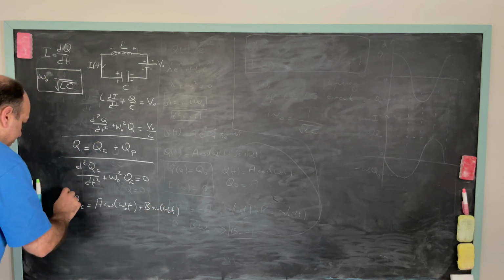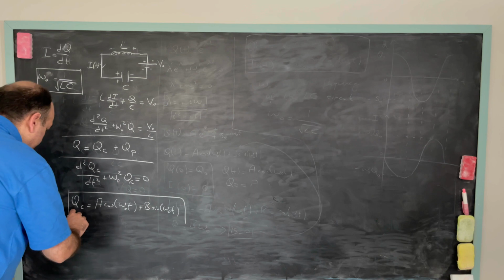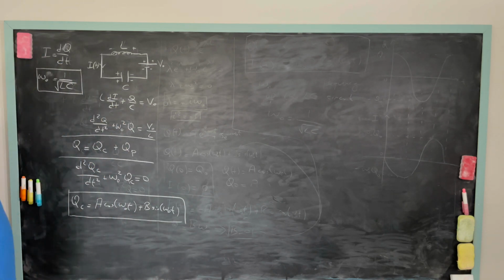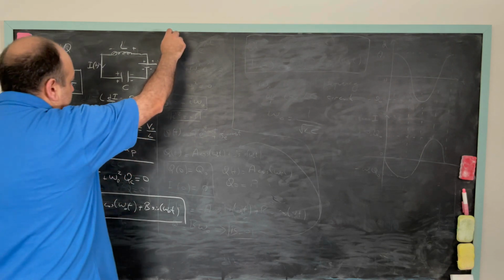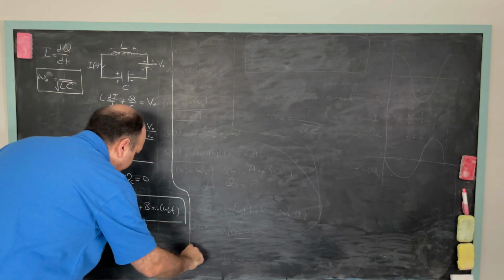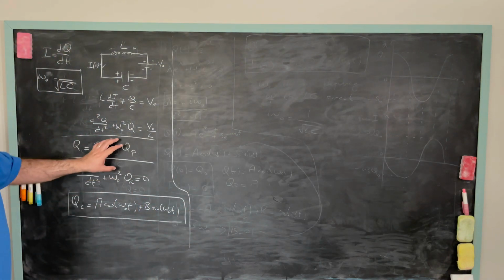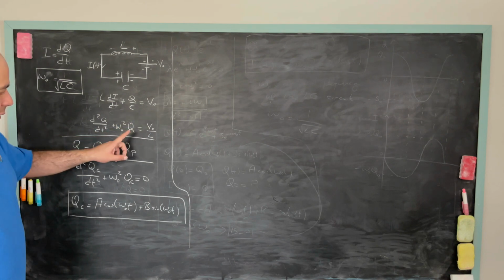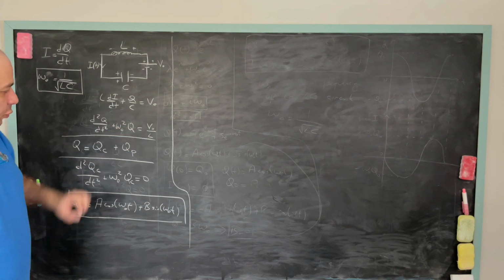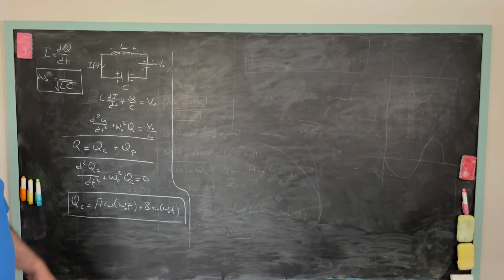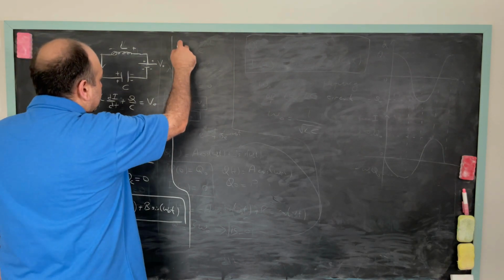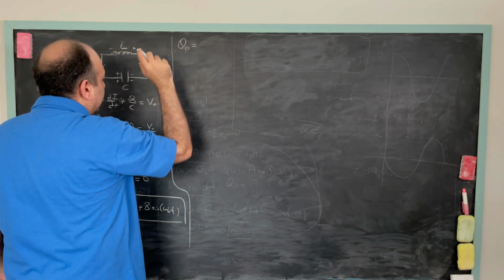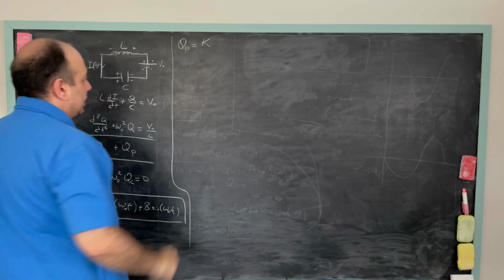So this is the solution for the complementary part. Okay, so we need to find Q_P, the particular solution. In order to find it, we looked at the non-homogeneous part, in other words, the right-hand side of this equation, which is a constant. Since it's a constant, what you assume is the Q particular would be another constant.